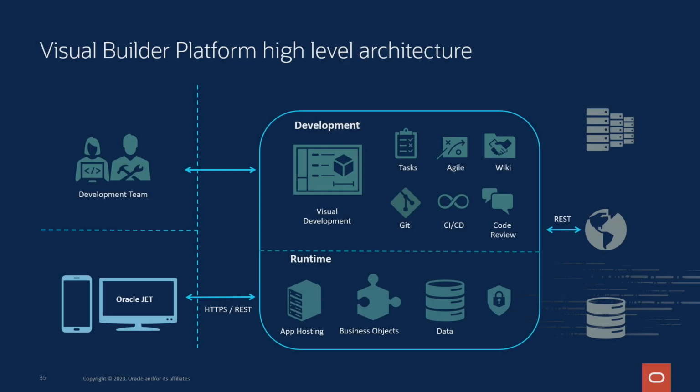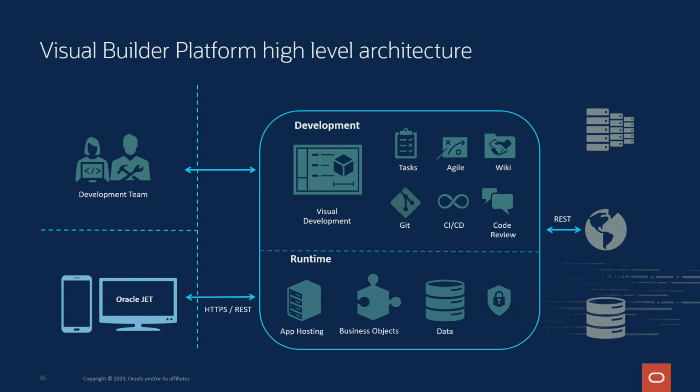Here's a high-level architecture of this service. There are two parts to the Visual Builder platform. One is called the Visual Builder Studio service. The second part of the platform is called Visual Builder. Visual Builder Studio is the design and development service, which is the top part of it, the development part of it. Visual Builder is the runtime part of it. And I know our naming is not the best. We are not the most creative at Oracle.